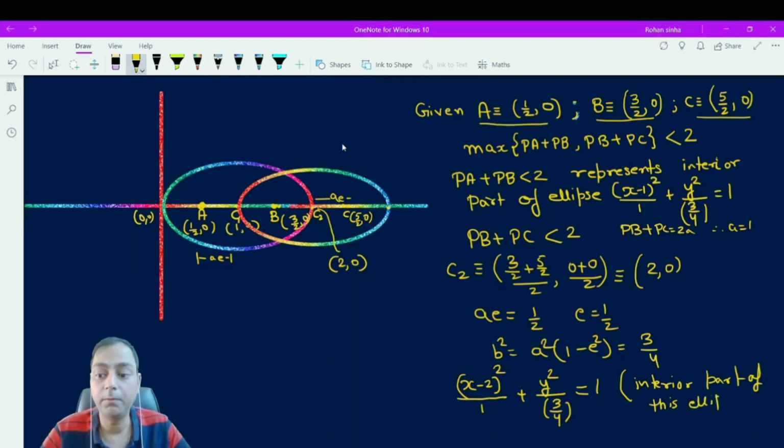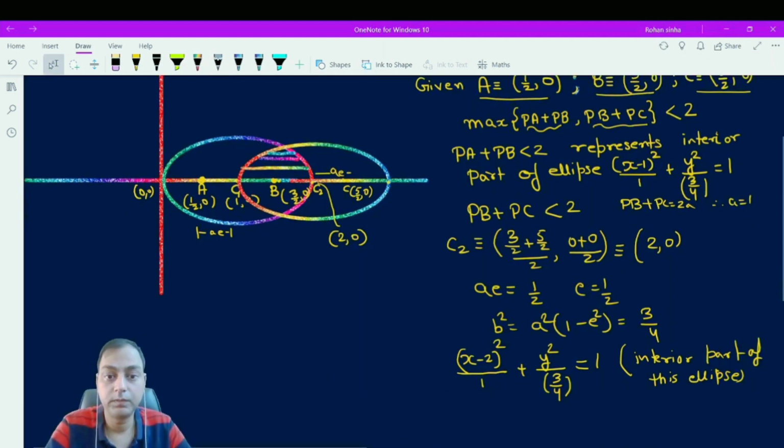Now, what is given here? Maximum of PA plus PB and PB plus PC less than 2. What does it mean? This represents our required region. Now we need to find the area of this shaded region.